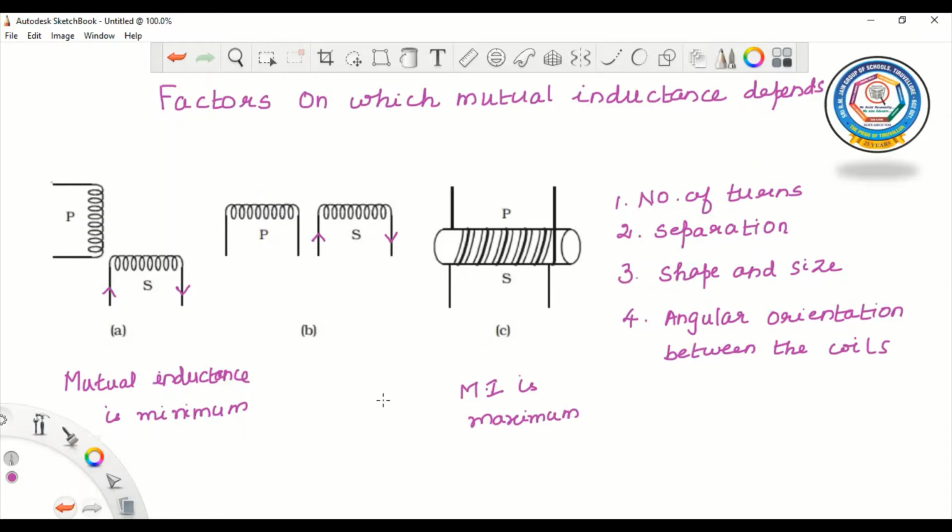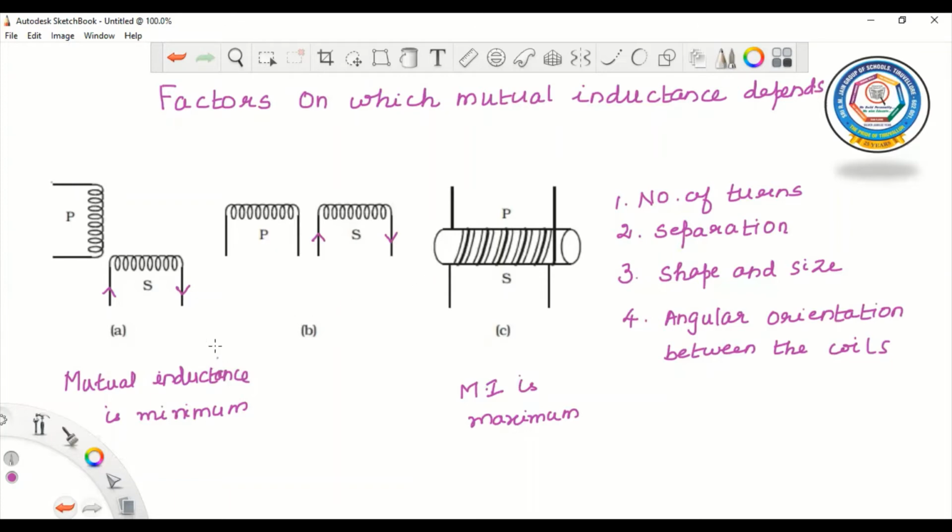And we can also say that this mutual inductance can be increased mu times when the two coils are closely wound on an iron core whose permeability is mu.